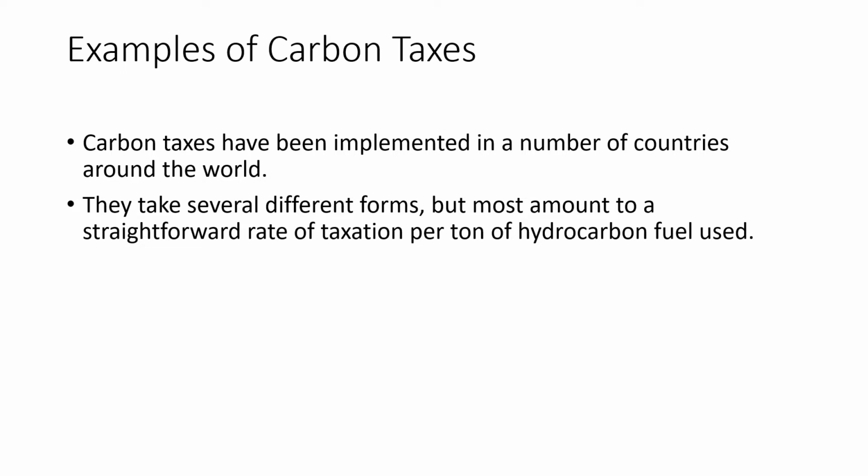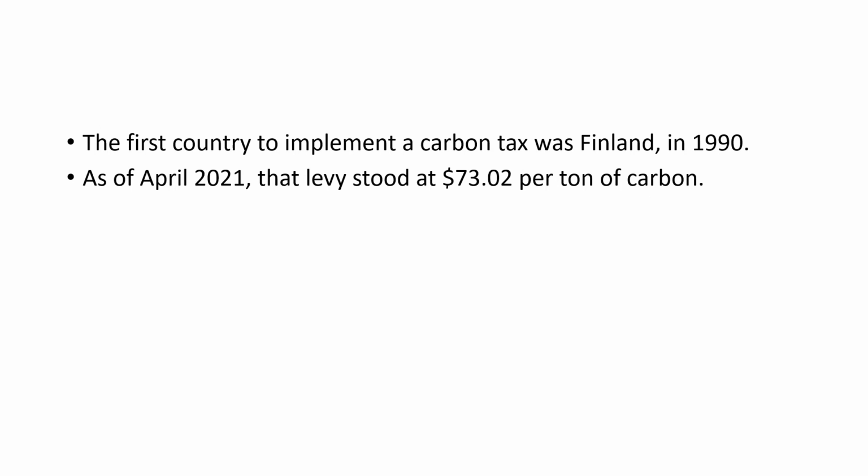What are the examples of carbon taxes? We can see that a number of countries around the world have already introduced this particular taxation system. They have taken several different forms of taxes, but most amount to a straightforward kind of taxation per ton of hydrocarbon fuel used. The first country to implement this tax system was Finland, and it was in 1990 that Finland introduced this kind of taxation. And as of April 2021, that levy stood at $73.02 per ton of carbon.